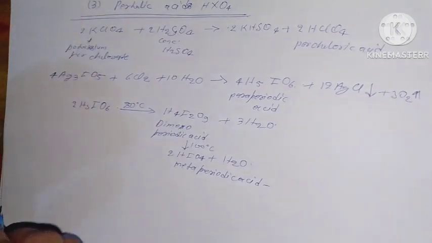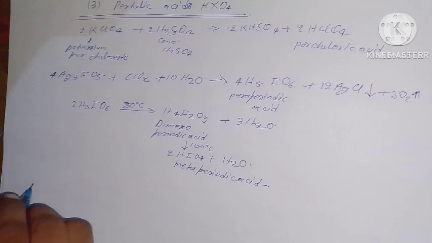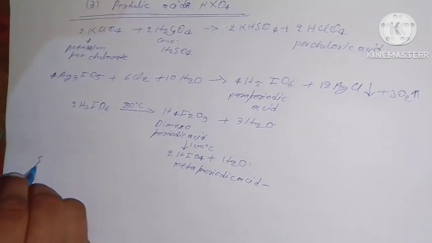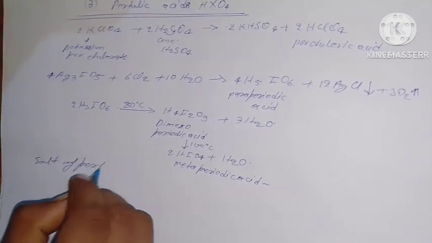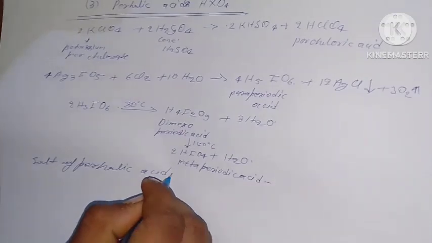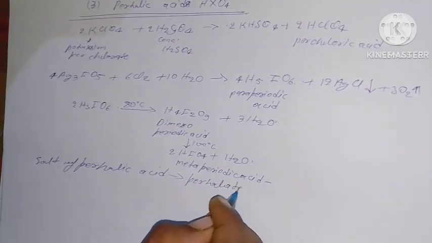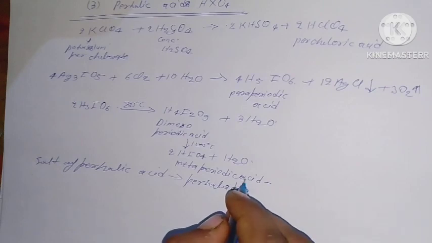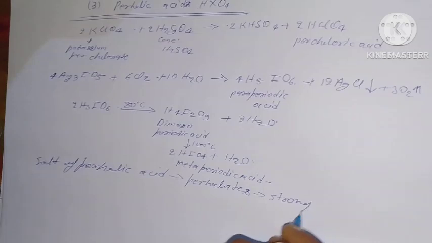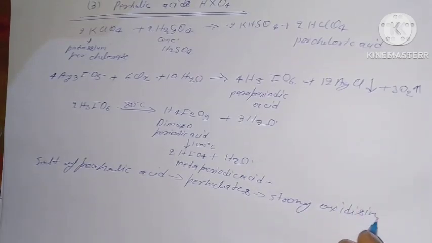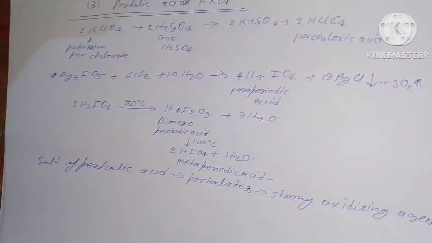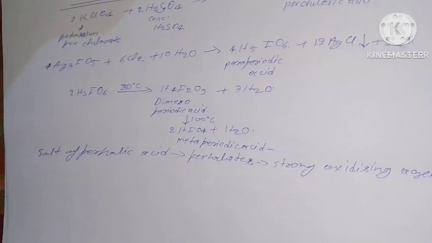Metaperiodic acid, okay. The salts of perhalic acids are called perhalates. Perhalates are strong oxidizing agents. Okay, strong oxidizing agents.